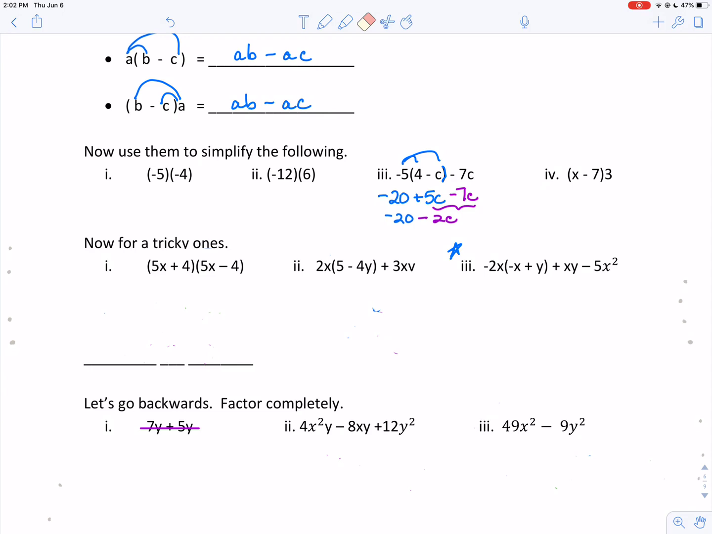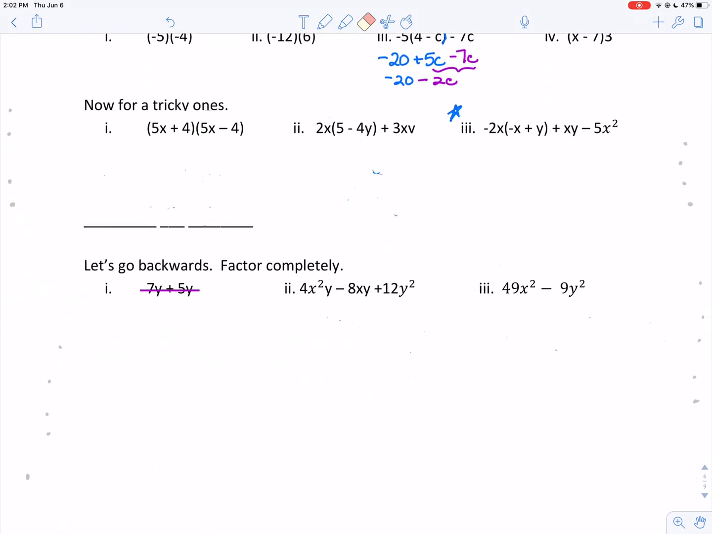Now let's look down at the tricky ones. This one we're going to distribute. We're going to distribute the 5x to the second set of parentheses and get 25x squared minus 20x. Then we'll distribute the 4 to the 5x minus 4. And finally, we'll combine the middle terms, which they just cancel out, and we wind up with 25x squared minus 16. Those are called the difference of squares because we have a difference, and then those numbers all have square roots.